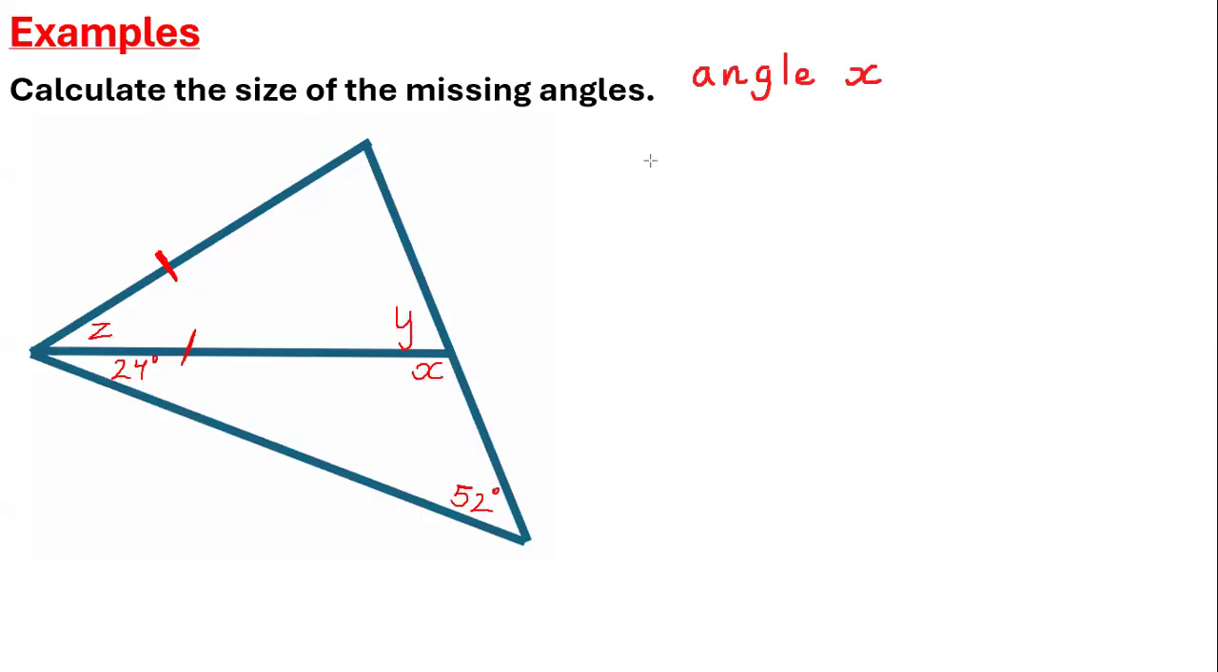So this is going to be angle X. We need to figure out the measure, or size, of angle X.